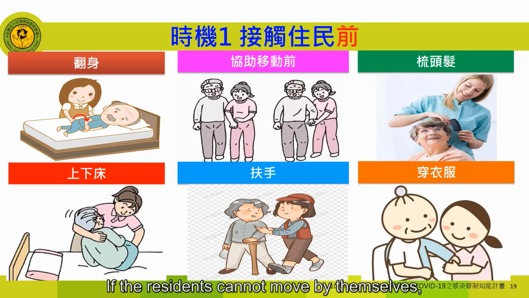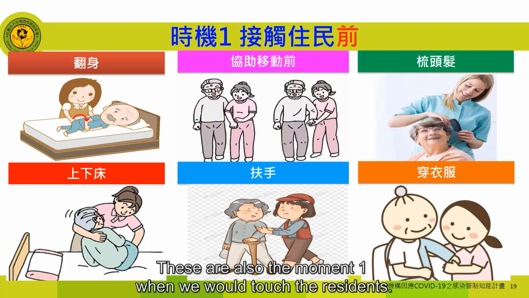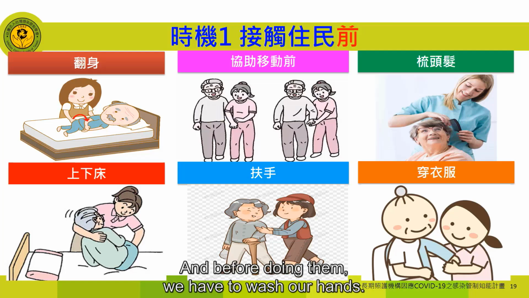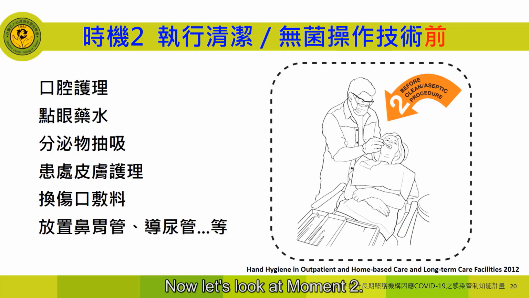If the residents cannot move by themselves, we have to assist on moving them around. These are also the moment 1 when we would touch the residents. And before doing them, we have to wash our hands. Now let's look at moment 2.